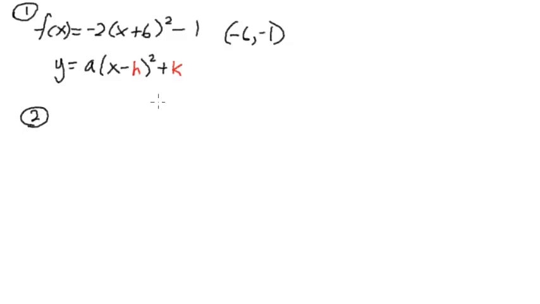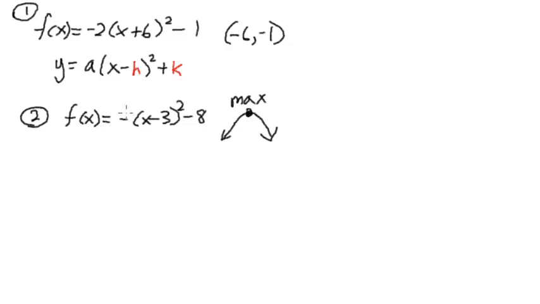Number 2. Is the vertex of the parabola a maximum or a minimum? This parabola opens downward, and since it opens downward, the vertex has to be at the top, or a maximum. And we know it opens downward because of the negative sign in the front. If this was a positive, then it would open upward, then the vertex would be a minimum.